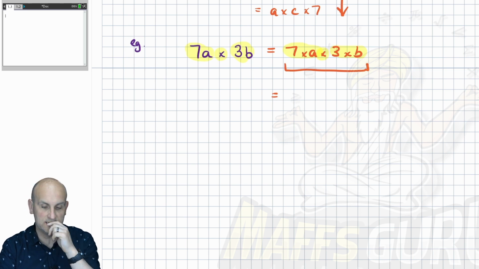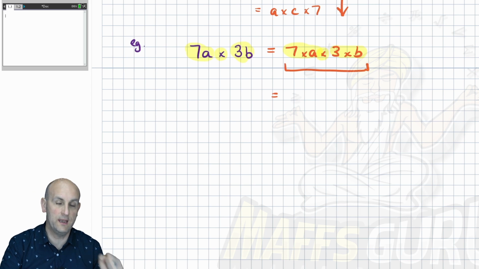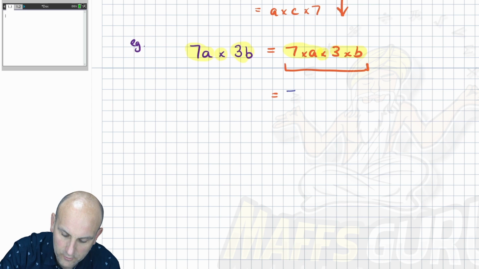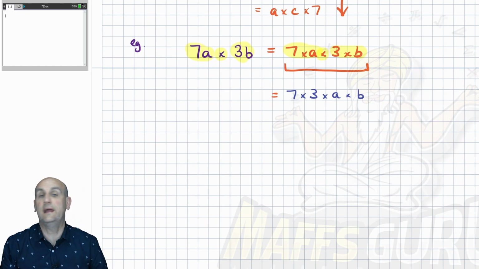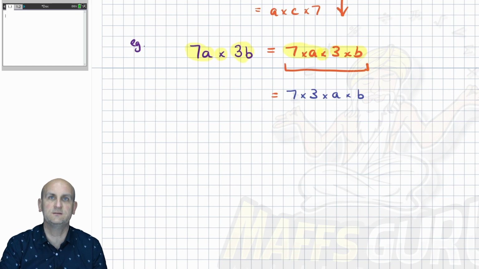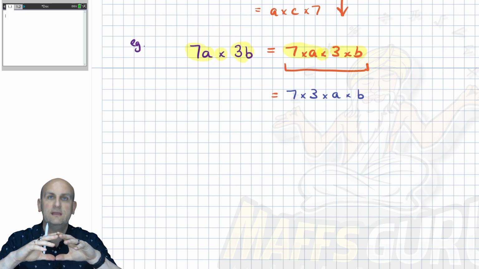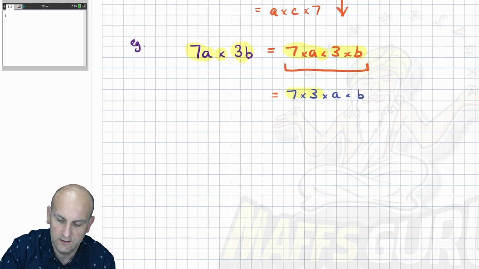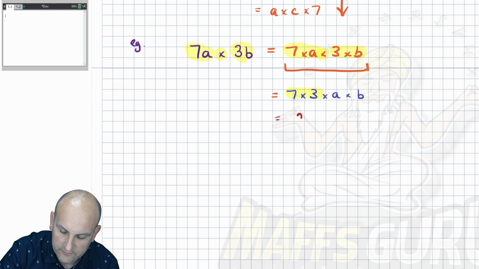Our final answer. Now remember, what did I say always comes first? We always put the numbers first, then we do the letters in alphabetical order. So I'm now going to move this around to become 7 times 3 times a times b, and there we go. Now, can I simplify this? Yes, simplify, remember, is being able to make something look easier. And the best thing we can do now is simplify the 7 times the 3, which gives me 21 times a times b.